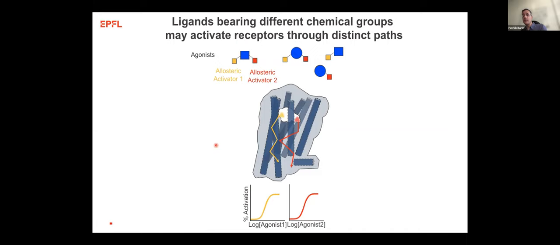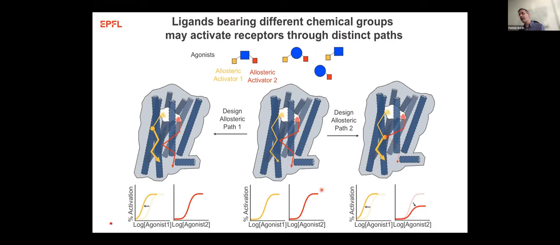We hypothesized that ligands with different structures may bear different chemical allosteric activator groups that can engage and potentiate different signaling pathways to activate the same G protein downstream at the intracellular site. And if we can identify these pathways and redesign them using our method, we should be able to manipulate them and change the sensitivity of the receptor to particular ligands, right?